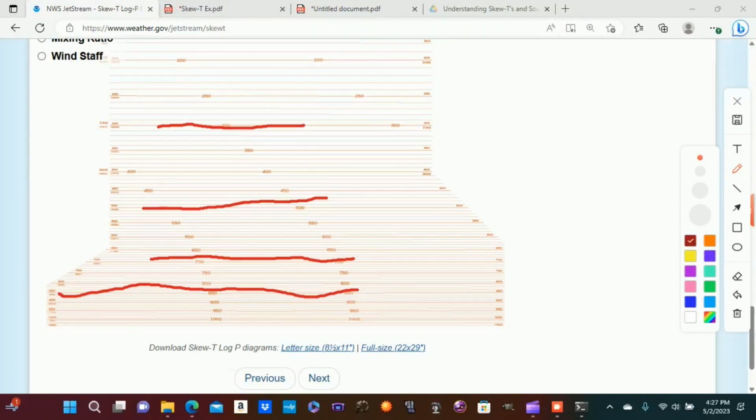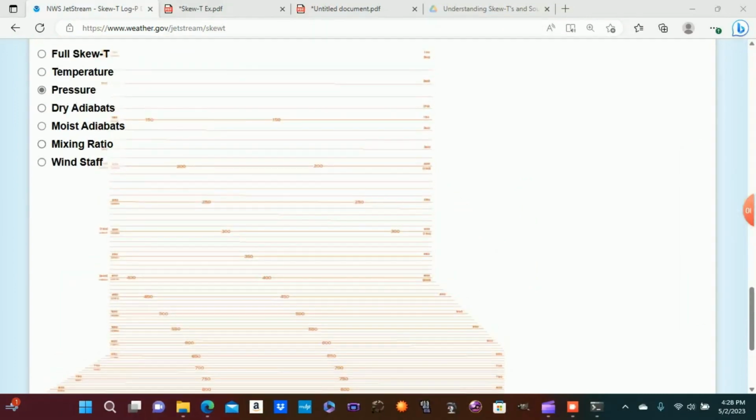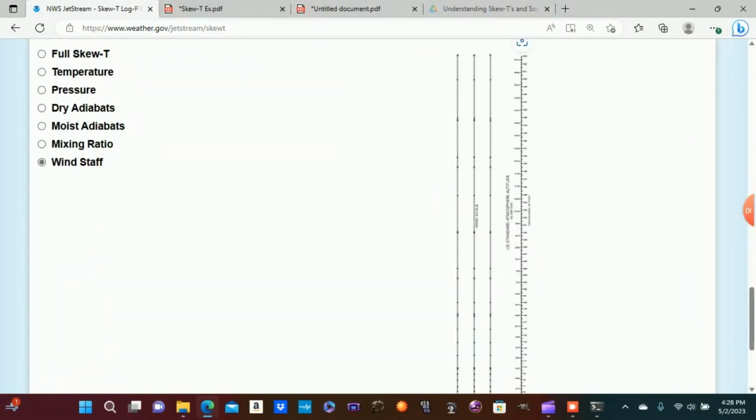And you may recall the relationship between pressure and height. As you increase in altitude, pressure is going to decrease. Generally, the surface is just over 1,000 millibars of pressure, and 300 millibars and higher is the upper atmosphere. And then to the right of your Skew-T is going to be your wind staff. That is where your environmental winds are plotted, and these show the change in wind speed and direction with height. So that's going to cover the background info that you'll need to know.